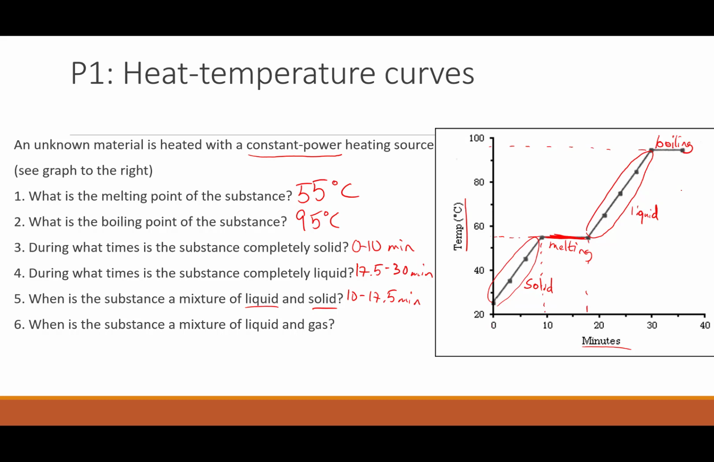Now, my answers might not be completely accurate, but this is just to get you a feel for what parts of the graph represent what different states of matter. If we had more grid lines on the graph, it would be easier to read off a value.